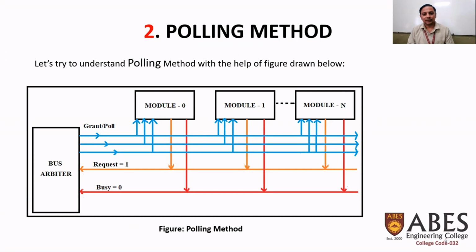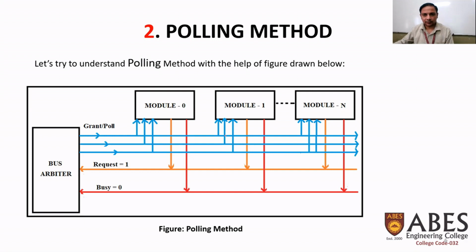This is the polling method. It will resolve the problem of the daisy chaining. In the daisy chaining, we basically get the access serially, but we have to wait for the grant. In this technique, we have a different method. In the polling method, the access grant method is a little different.